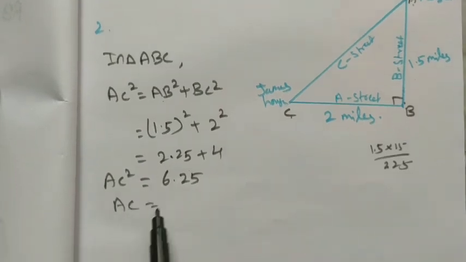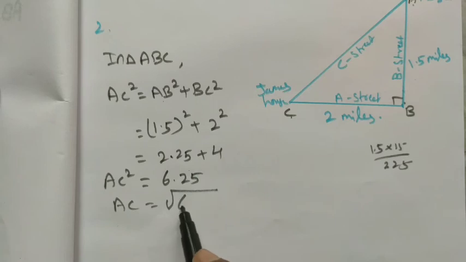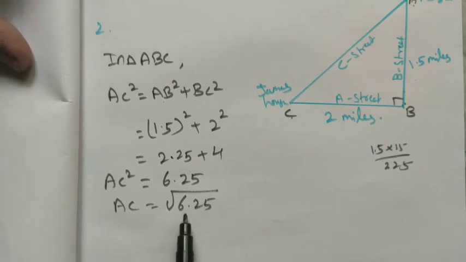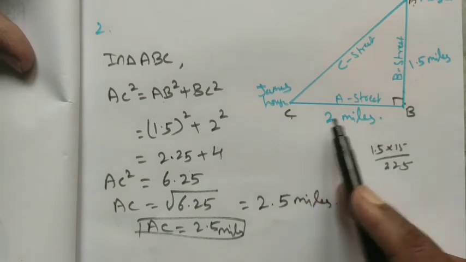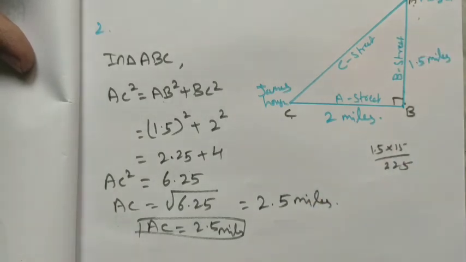So AC means we take square root on both sides. We get root 6.25. 6.25 is nothing but 25 into 25, so here we have a decimal place, so 2.5 miles. So AC is equal to 2.5 miles, right? Next we want to find out the distance of A street and B street, right?